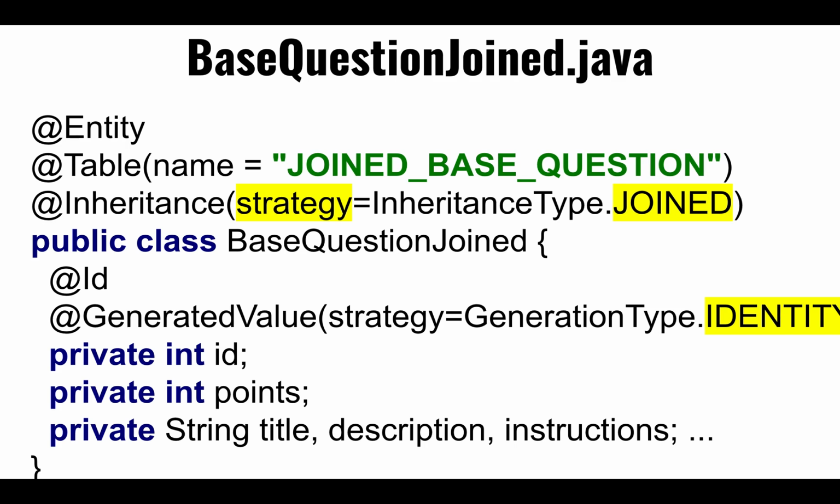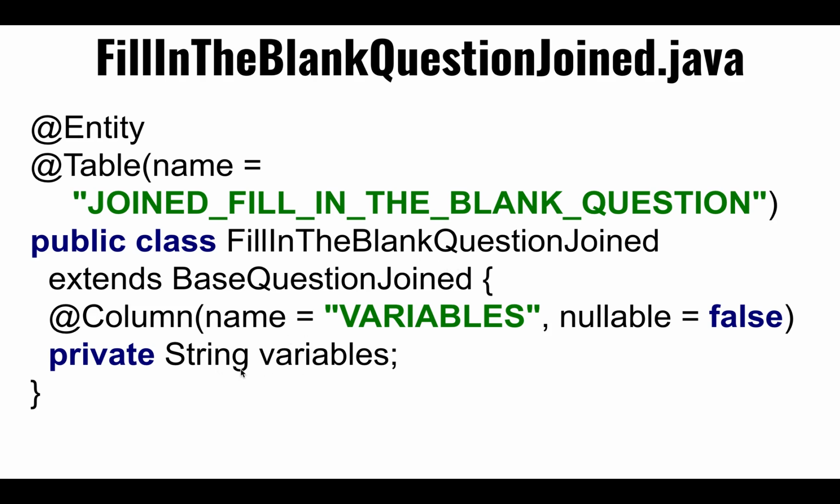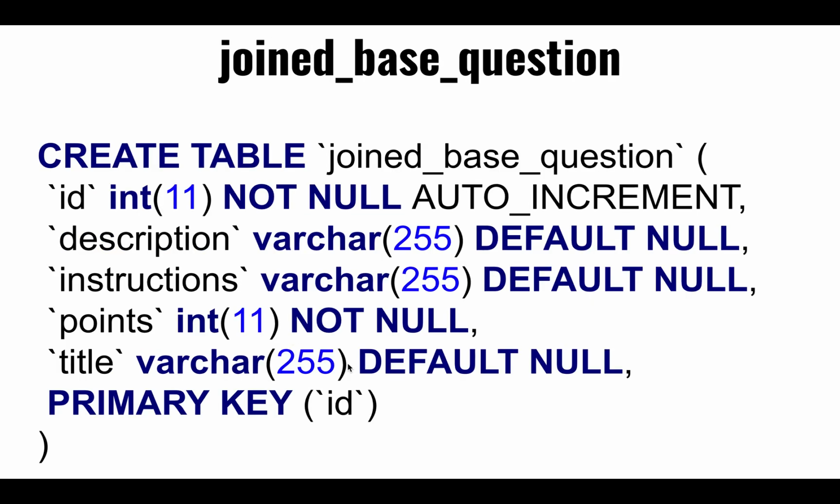In this implementation, here we have the two other classes, true or false, and fill in the blanks, right? So they both have different fields. The true or false has an additional boolean isTrue, and the fill in the blanks has a variable. And the implementation is as follows. It's going to break it up into three tables, right? We're going to have the base table representing the base class, where we have the join base question here that has the four attributes that are specific to the base question and the primary key ID.